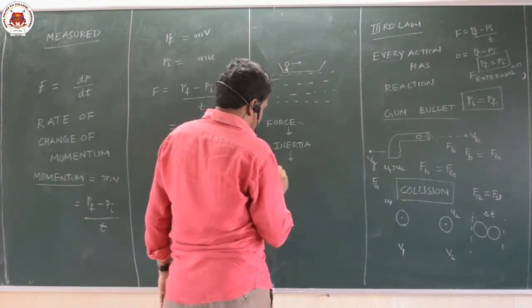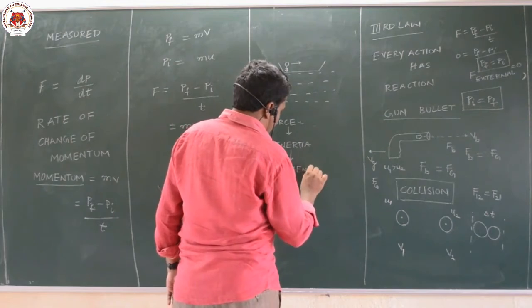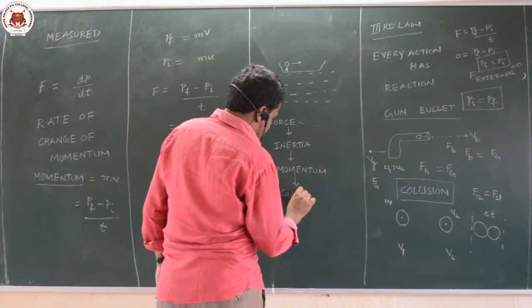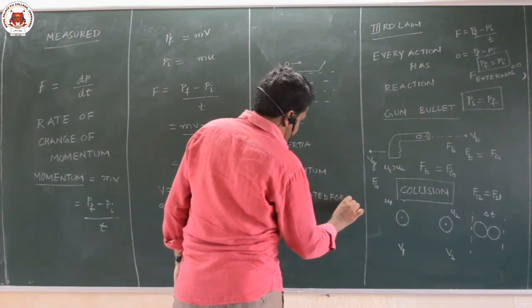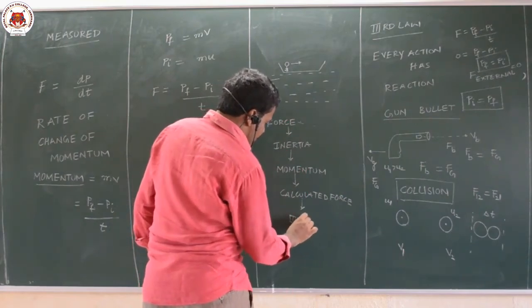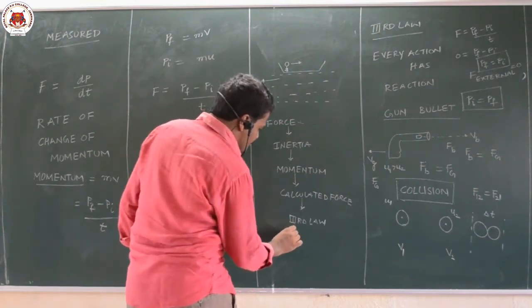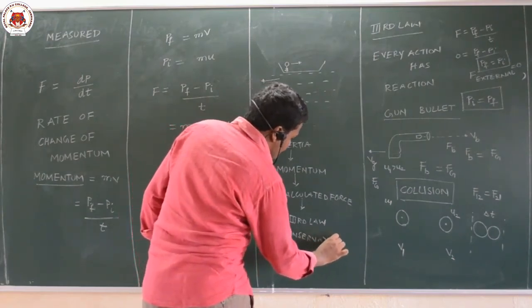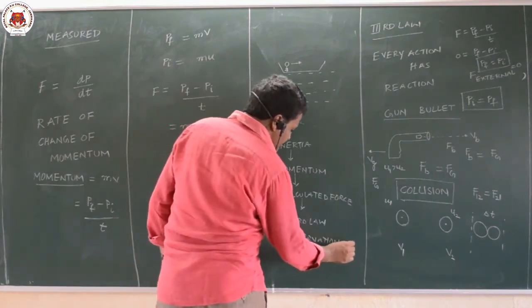Then in the second law, what did we study? Momentum. We studied what momentum is. And after this we studied the second law. We calculated force, and how to calculate the force we have studied. Next, after this, the third law of motion. In this we studied conservation of momentum also. What is conservation of momentum? In the absence of external force, the total momentum of a system is conserved.